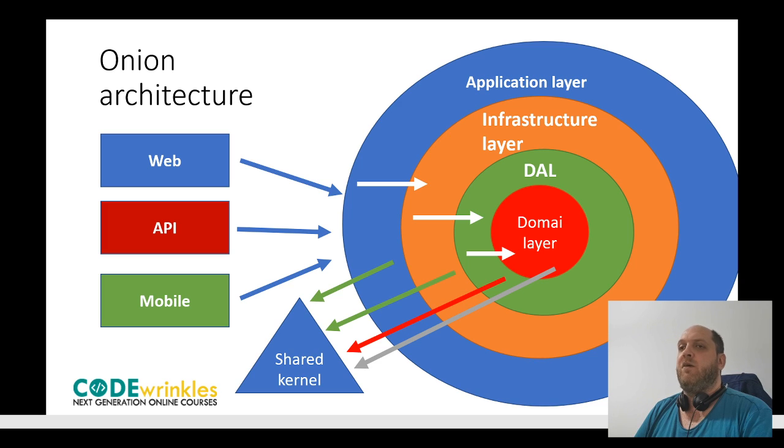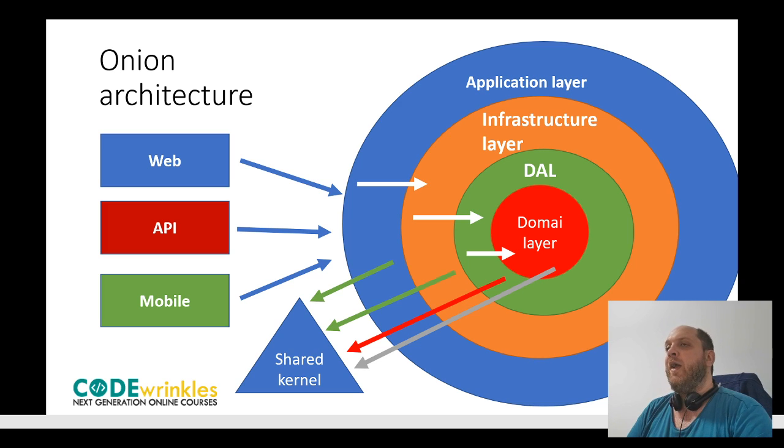So we would have only one application, and in this case we could have a web front end to it. We would have a web front end in the presentation layer that would talk to the application layer and to the infrastructure layer, DAL, and so on. We could build an API as a presentation layer, and we can even build a mobile app as a presentation layer.